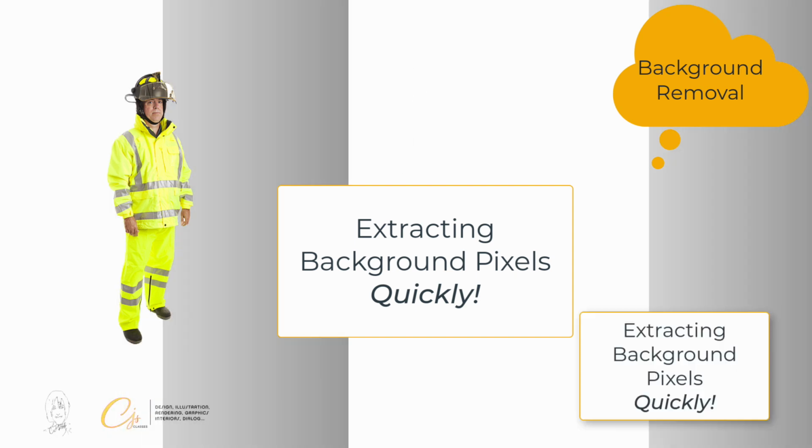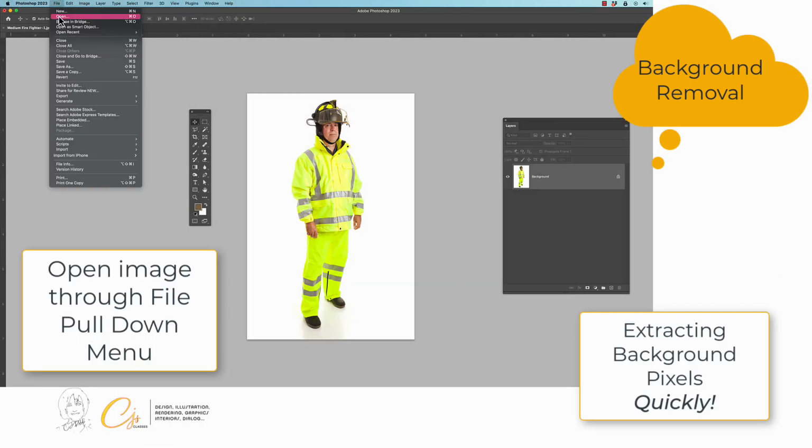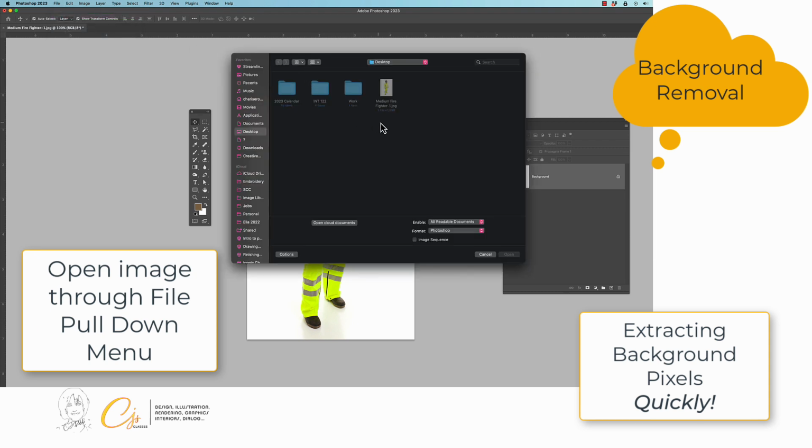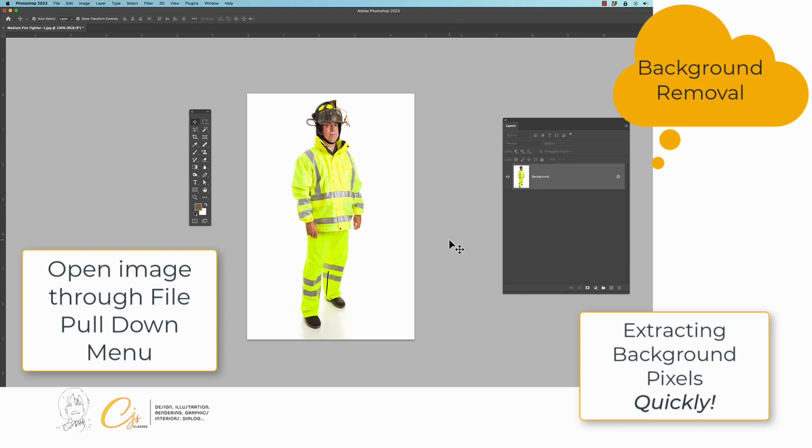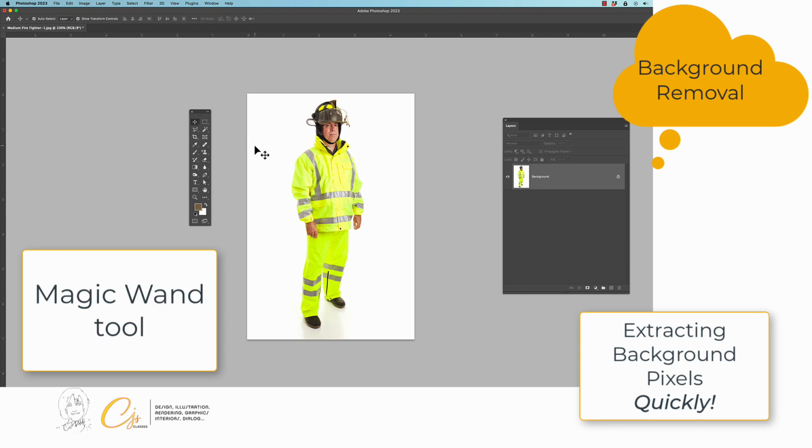Let's get started. Begin by opening the file through the File pull-down menu to Open. Browse to find the file that I have open or find one of your own. Next, pick on the Magic Wand tool from the main toolbar.